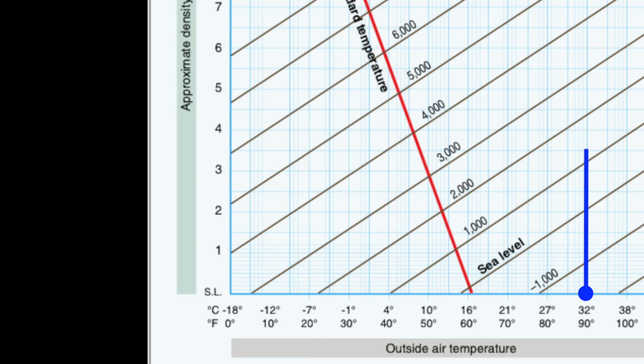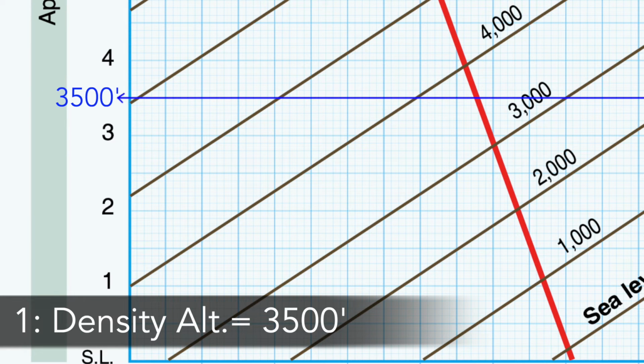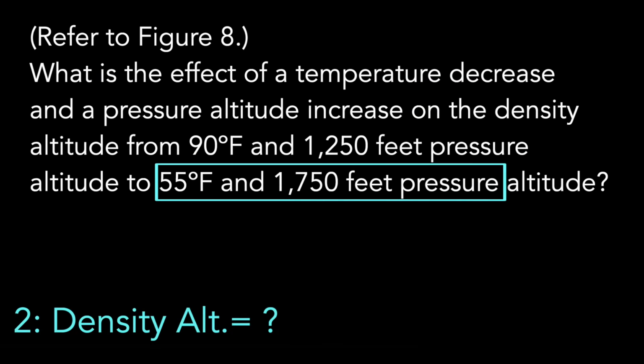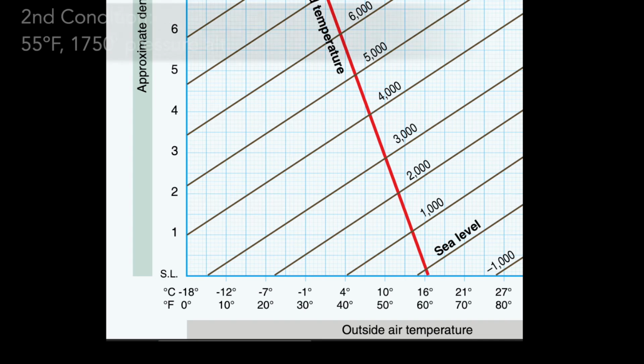After finding my spot for the pressure altitude, I will travel straight across from there to the left and read my density altitude. Well, it looks like for this given set of conditions, the density altitude reads at about 3,500 feet. Now we will do the same process for the second set of given conditions in the question. We have 55 degrees Fahrenheit and a pressure altitude of 1,750 feet.